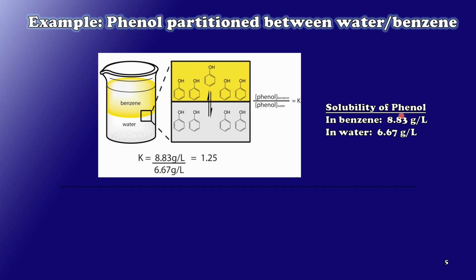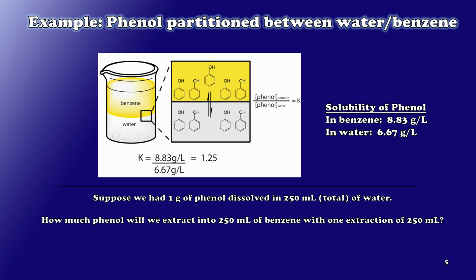In this case, phenol's solubility in benzene is 8.83 grams per liter, and in water it's 6.67 grams per liter. And I can use these numbers to calculate its partitioning coefficient as 1.25. And I can use that number to predict the outcome, or the distribution, of phenol at any concentration that I choose. For example, let's suppose we have 1 gram of phenol dissolved in 250 milliliters of water. I'd like to know, if I add an equal volume of benzene to that and allow equilibrium to establish itself, how much phenol can I expect to be in the benzene layer?